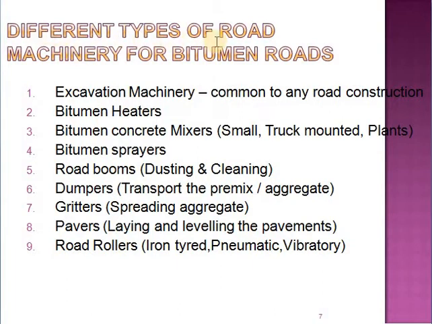So now, different types of road machinery for bitumen roads. So we can see excavation machinery common to any road construction, and next is bitumen heaters and bitumen concrete mixers, small truck mounted plants and bitumen sprayers, road booms, dusting and cleaning, dumpers transport the premix or aggregate, gritters spreading aggregate, pavers laying and leveling the pavements, road rollers iron tied, pneumatic, vibratory. So these are the machineries required for the bitumen roads construction.